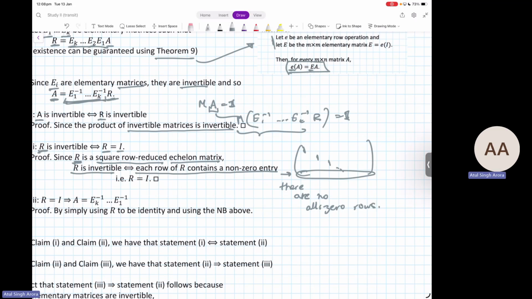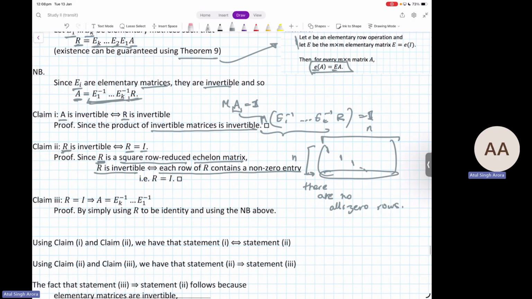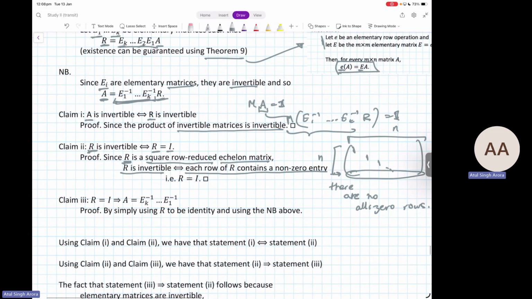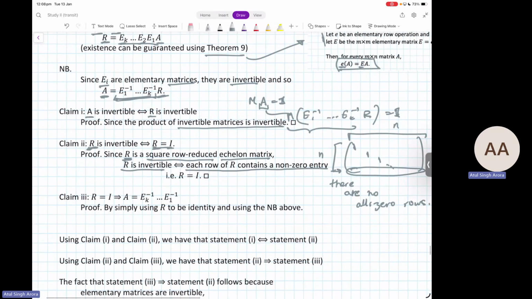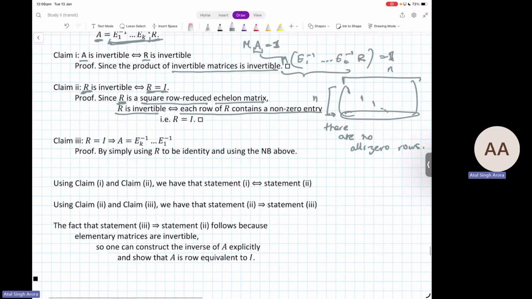It's a square matrix. So if these n rows have to be nonzero and you have n columns, then you have to have a diagonal matrix. There's nothing else you can do, just from the definition of row echelon. Therefore, if R is invertible, it must be that R is the identity. Is that okay? All right.